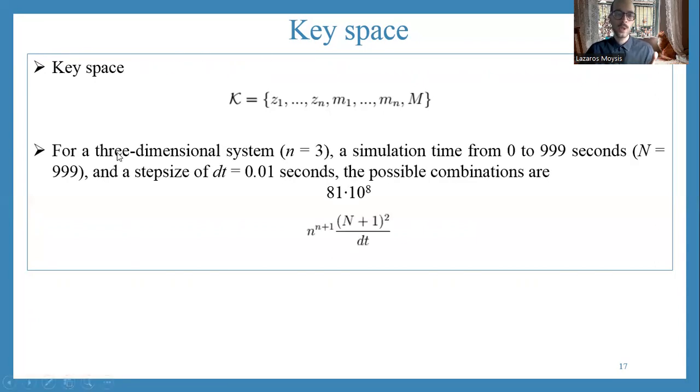For example, if I simulate a three-dimensional system, like the Lorenz attractor, for 999 seconds, and I choose a step size of dt equals 0.01 seconds, the amount of all possible false attractors that I'm going to have is 81 times 10 to the 8. Very big. So even if someone wants to do a brute force on this, it requires a very long amount of time to identify my correct attractor. Okay, this is the theoretical number right here.